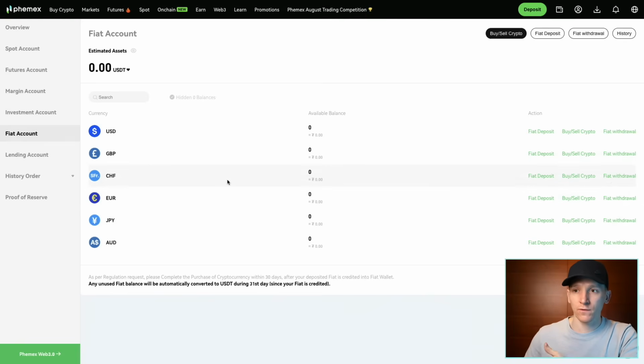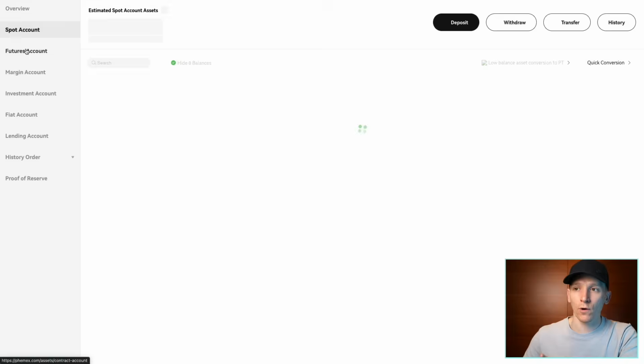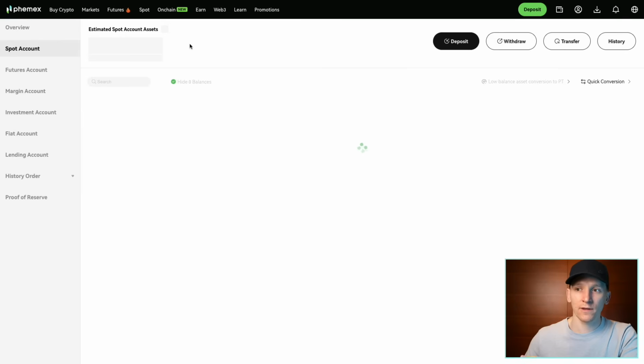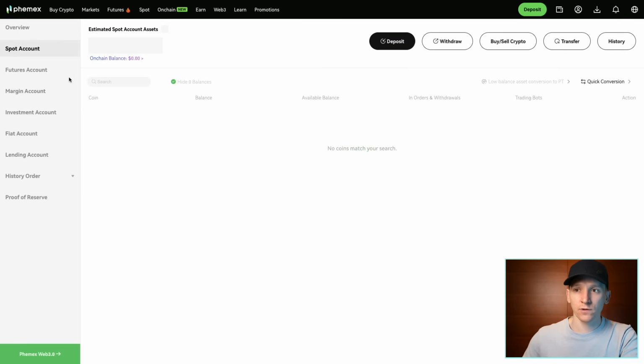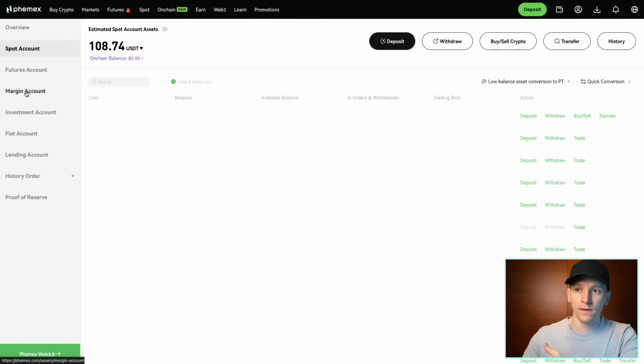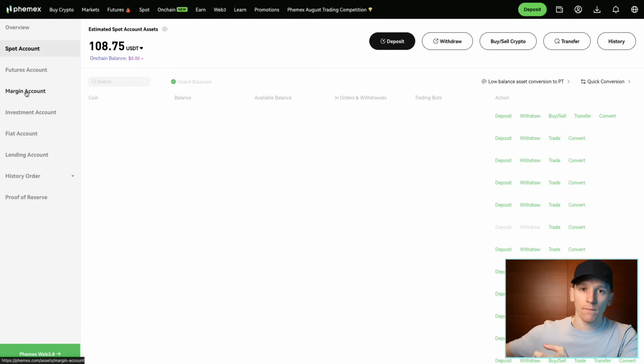But you're going to have to switch it into one of the cryptocurrencies that you want to use. So that is going to go into your spot account. Spot account is crypto that you own: USDT, Bitcoin, ETH, and all of the other coins that are supported on Phemex. Now, you can also trade in the futures market, and you can use margin as well, which is where you borrow money from the exchange to trade with, and you can trade with more than you have. I'll go through all of that in a second.